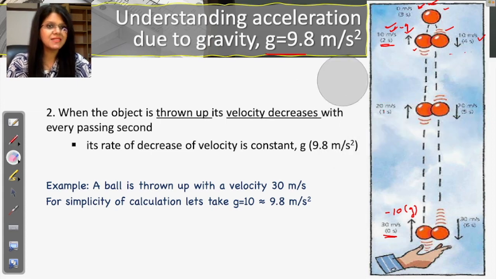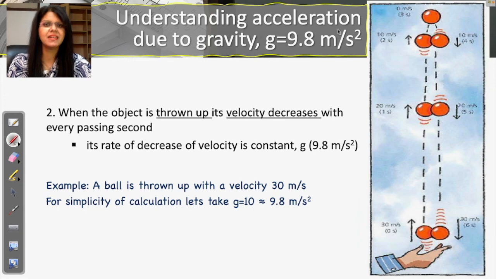So that's the significance of G. G is 9.8 meters per second square on Earth. That's also one fundamental to understand. The value of G, the acceleration due to gravity, is different on different planets. So when we say that G is 9.8, we are talking about the planet Earth. Different planets have different values of G, right?